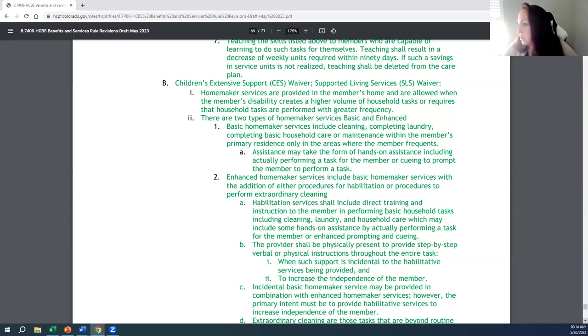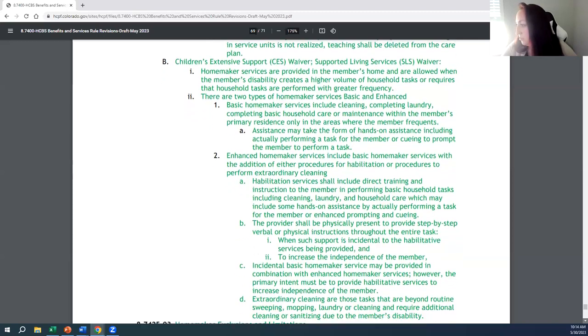2, enhanced homemaker services includes basic homemaker services with the addition of either procedures for habilitation or procedures to perform extraordinary cleaning. A, habilitation services shall include direct training and instruction to the member in performing basic household tasks, including cleaning, laundry, and household care, which may include some hands-on assistance by actually performing a task for the member or enhanced prompting and queuing.